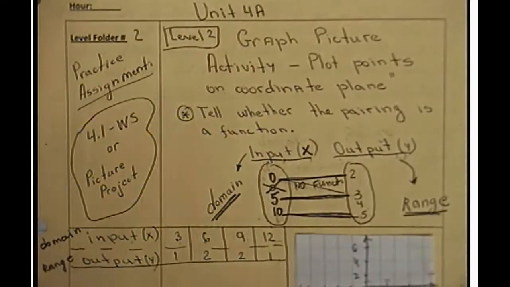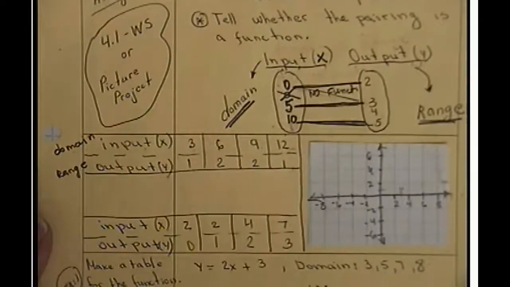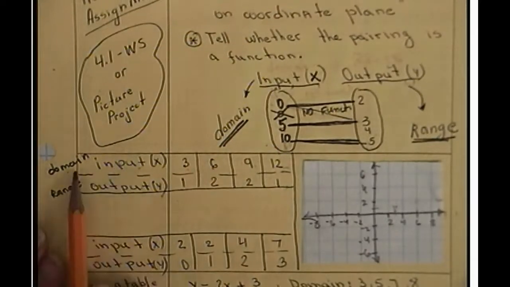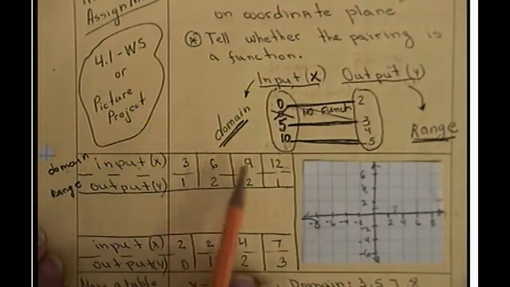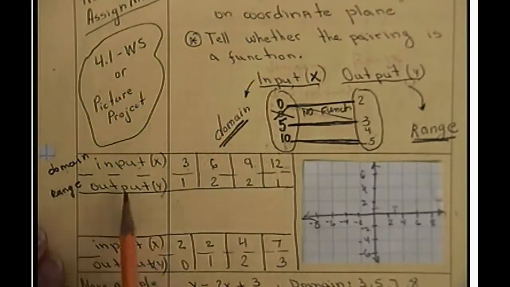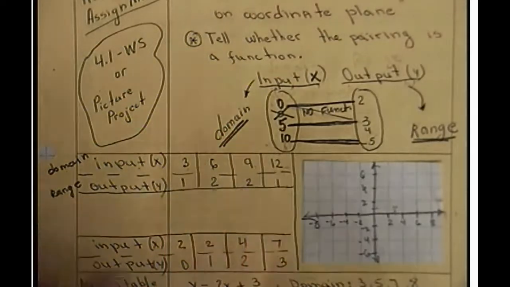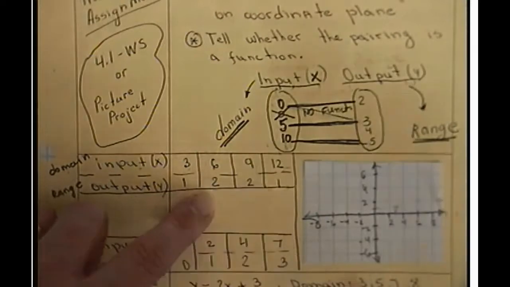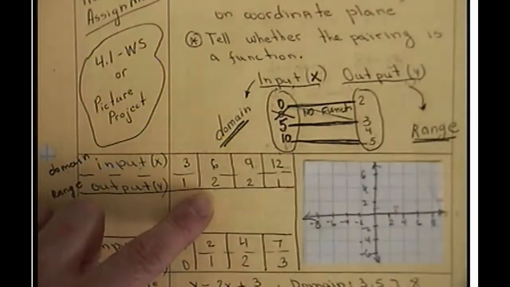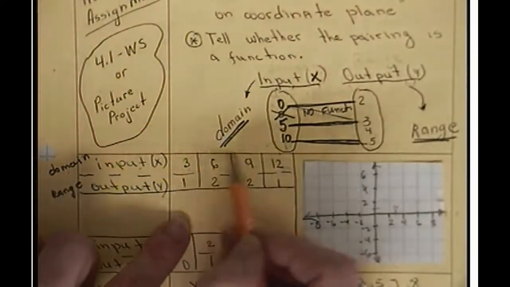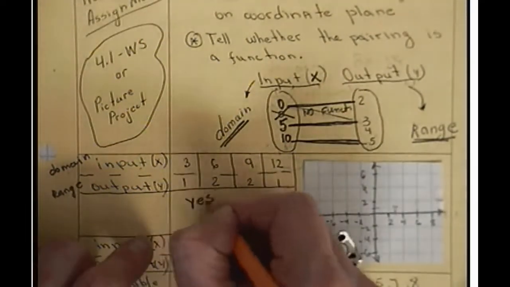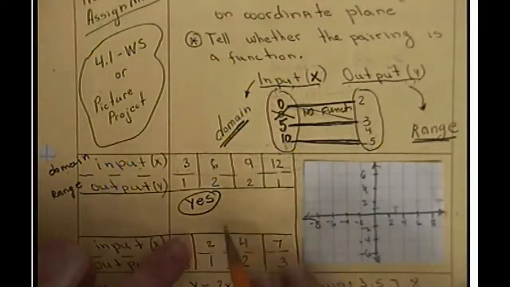That means if you look at those two tables down here, now look at the first one. We have input domain x with values 3, 6, 9, 12 and output with 1, 2, 2, 1. Now x values are all different numbers. We are good here. Y values repeat. That's okay. That is perfectly fine. The goal is for x values to not repeat. So yes, this is a function and we can plot a couple points.